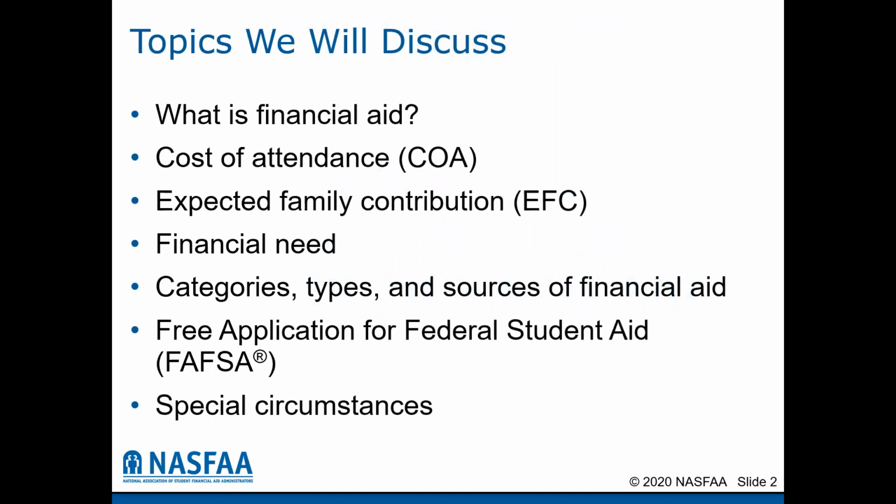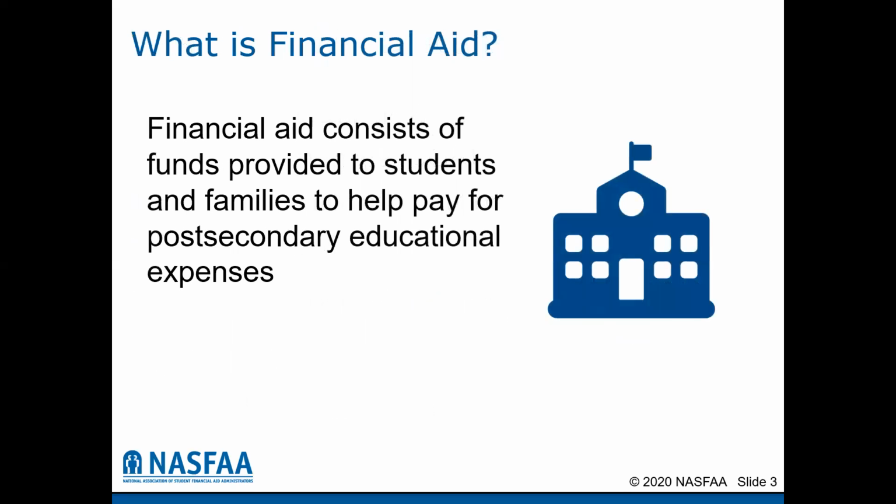We will discuss today what is financial aid, the cost of attendance, also known as COA, expected family contribution, also known as EFC, financial need and how it's calculated, the categories, types, and sources of financial aid, the Free Application for Federal Student Aid, more commonly known as the FAFSA, as well as special circumstances. First, what is financial aid?